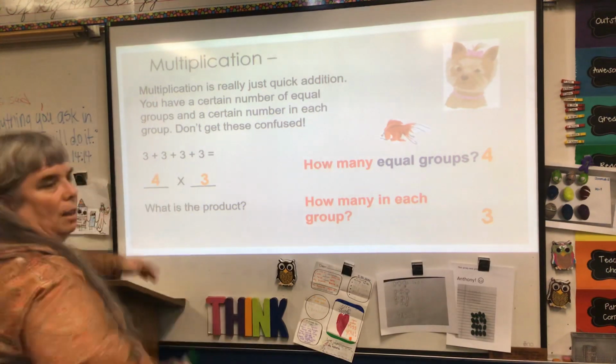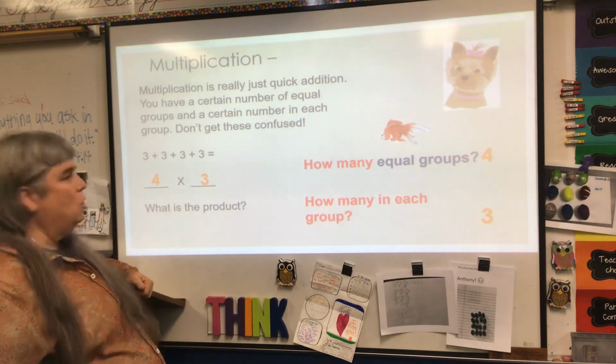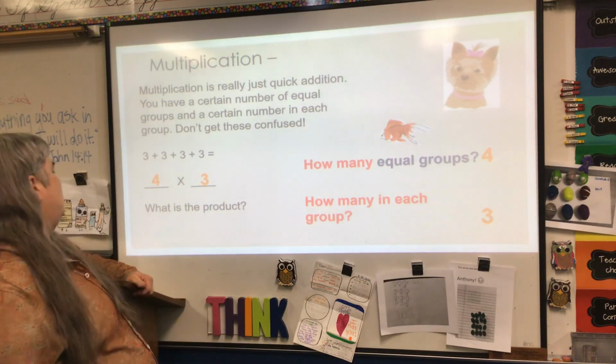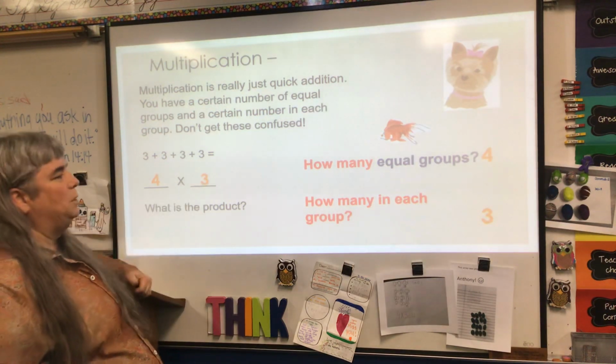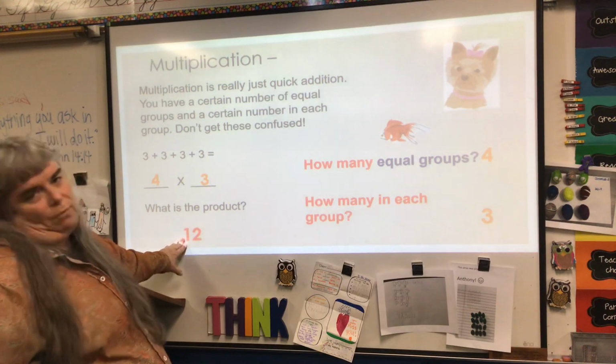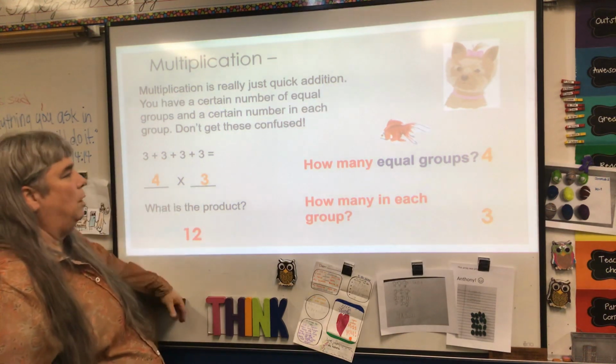Anyway, it doesn't matter what you skip count by, right? No, it does not. Okay, what is the product? Oh yeah, equal groups. We just wanted to see that again. 12. So the answer to this problem is 12.